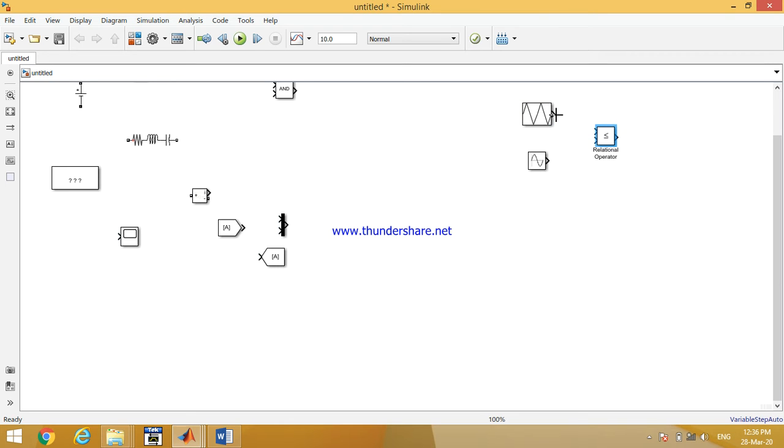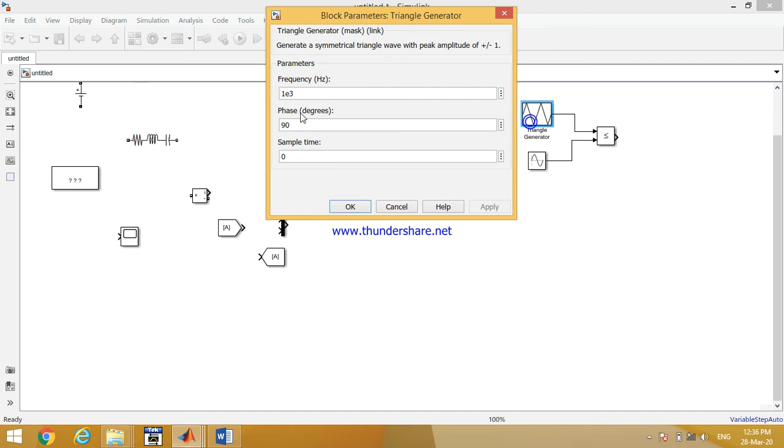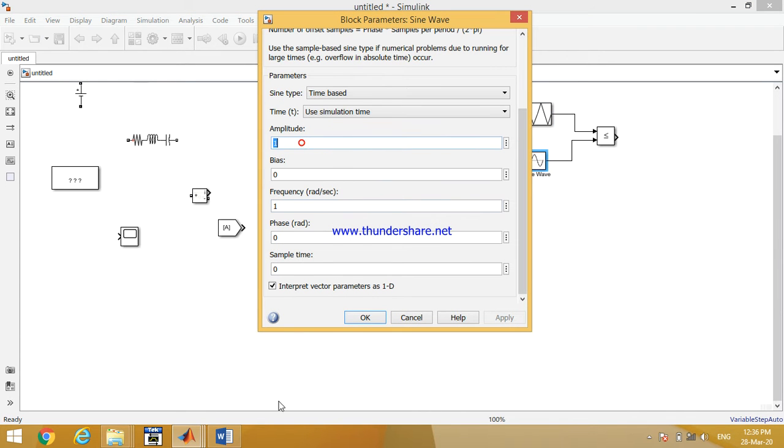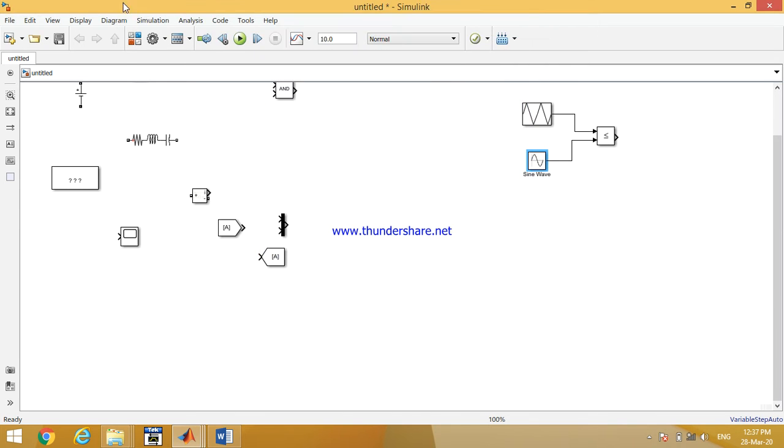Now we'll compare these two, so we'll give this and this. We can see the frequency of the triangular is 1 kilohertz, right? And the frequency of the sine wave should be 50 hertz, and amplitude we are taking as our modulation index, 0.8, and frequency in radians per second, so 2 pi into 50. Okay, so now these two are compared.